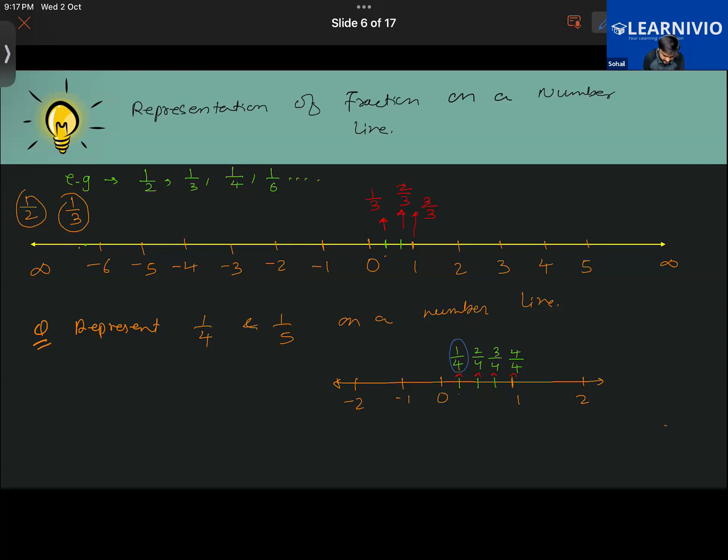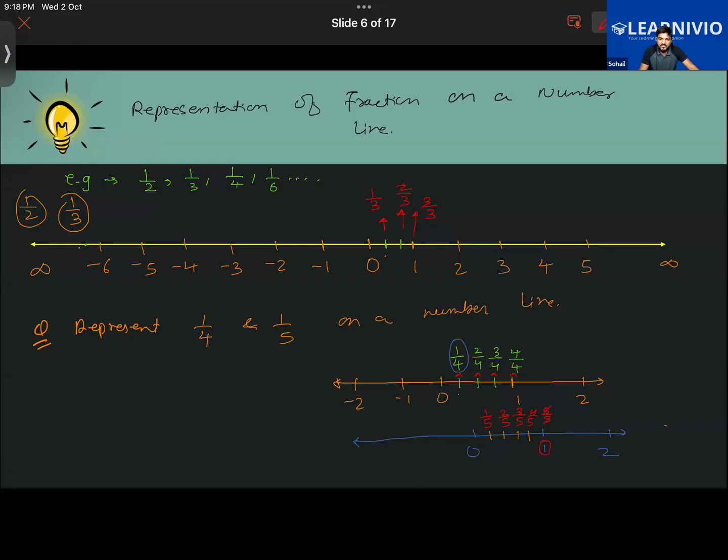What about 1/5? For that purpose, how many divisions should I make? How many divisions you have made? 4. Markings you have done 4 markings, like 1, 2, 3, 4. Parts will be 5 now: 1, 2, 3, 4, 5. The very first one is 1/5. Understood how we are doing this? This one will be 2/5. This one is 3/5. This one is 4/5. And this one is 5/5, which is cancelled and written as 1 here.